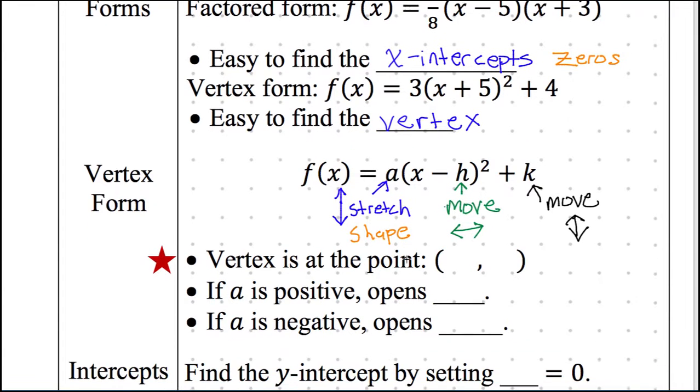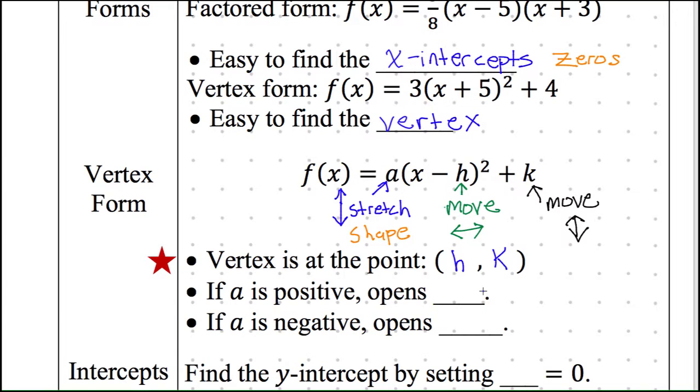All right, so the key thing is you should be able to find the vertex really easily. So what is the vertex? And I'm just going to give it to us because it's kind of hard. It's going to be negative H. Or I guess it depends. So we'll just say H for now and H comma K.